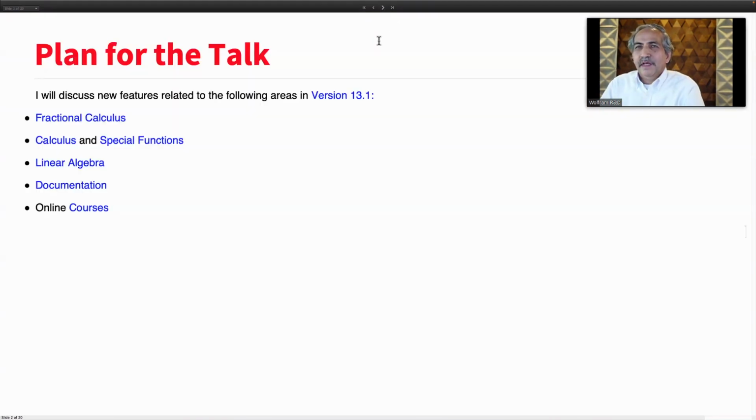So here is my plan for the talk. In this talk, I would like to discuss the following new features for 13.1. I guess the main new feature was the brand new feature, fractional calculus, which people have requested for the last 15 or 20 years, and we've done it now. But of course, that's a wide area. So what I'll do is give you just a very informal introduction, probably for around 10 minutes or so, and then we'll go on to other things.